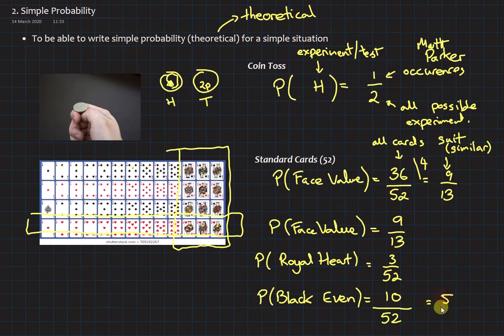Quick note with probabilities, unless told to, you do not have to simplify, and sometimes it makes less sense to simplify the fraction. This, black evens, that shows better what the situation is. It shows that I have considered all 52 cards and 10 of them were what I was looking for.